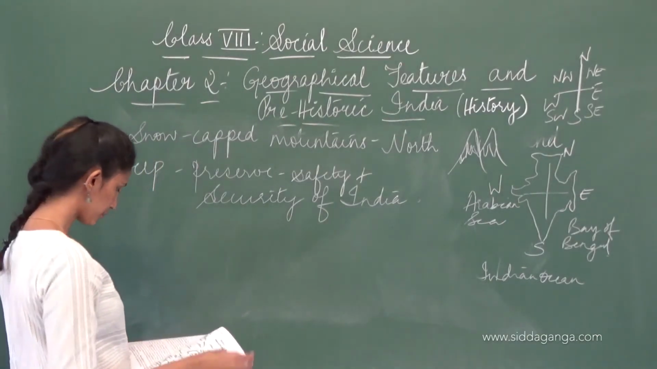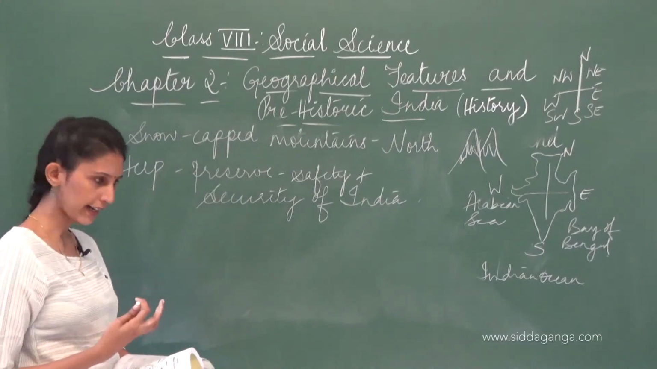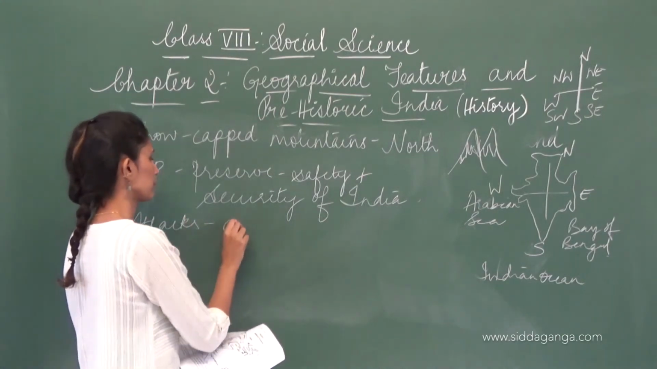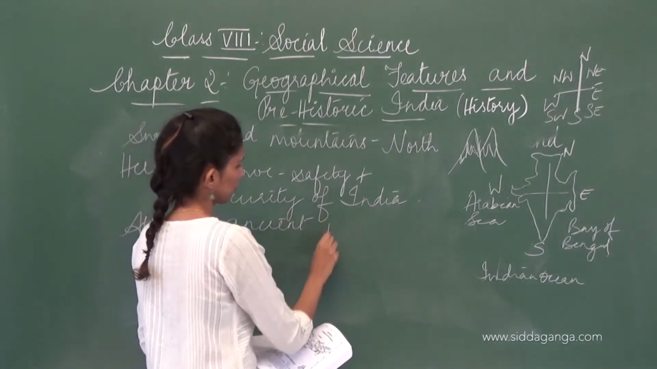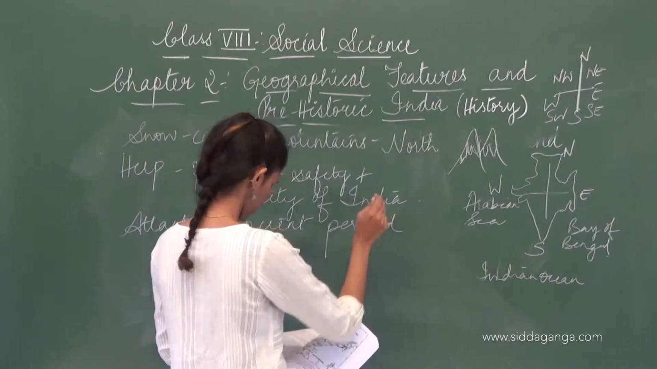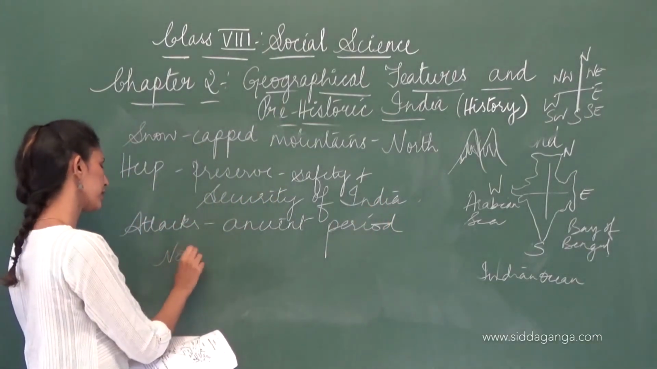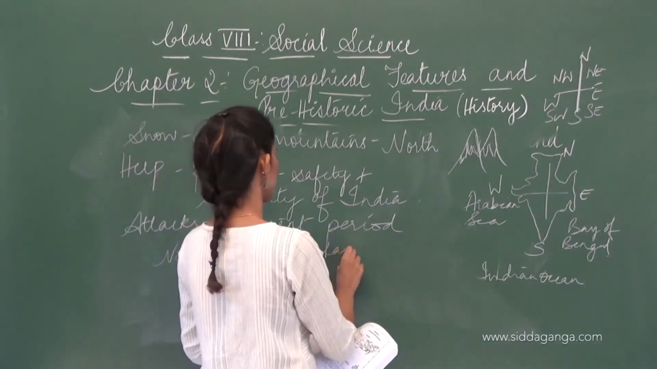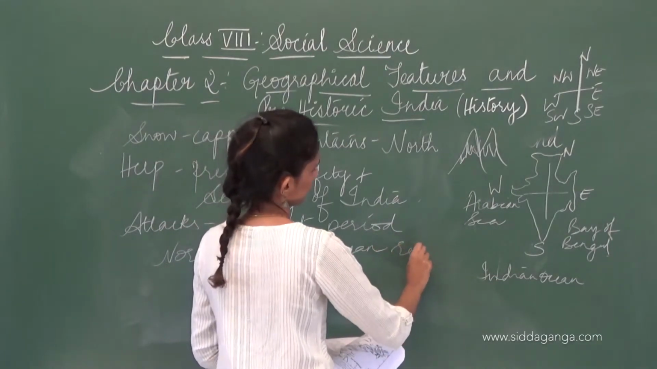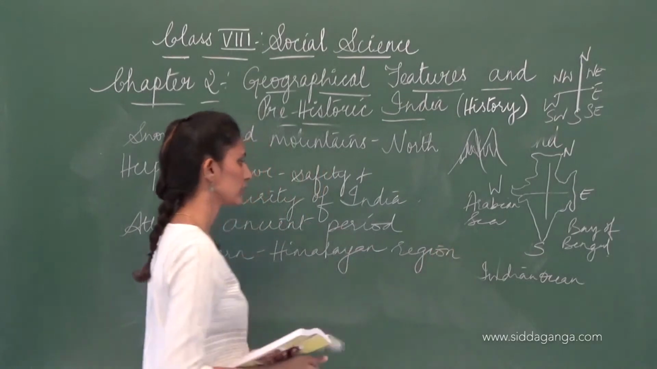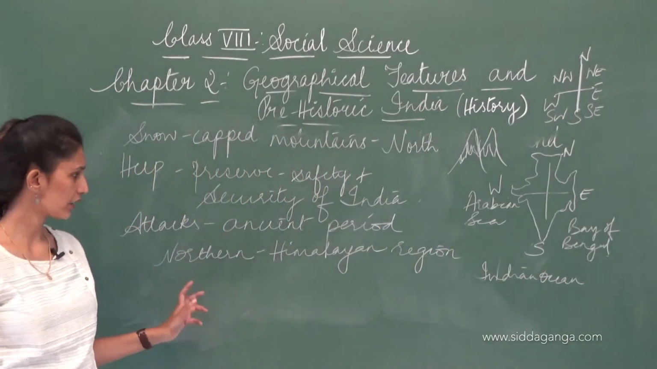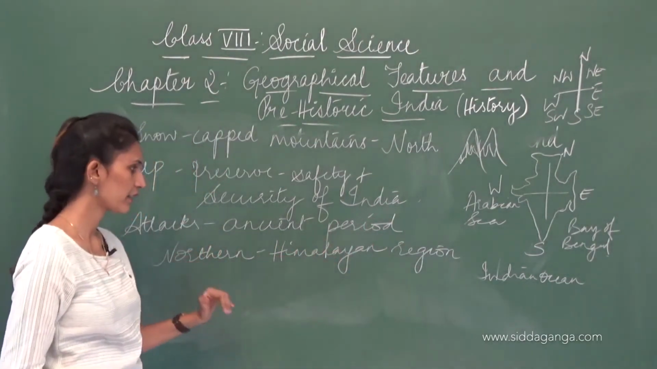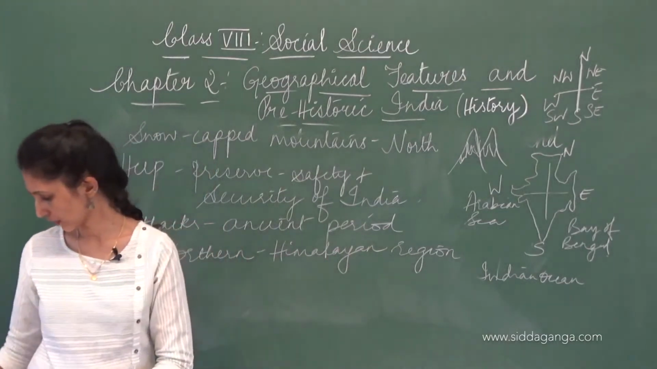Alright. Now, there have been a few attacks in the ancient period. This was from the northern Himalayan region. A few of the attacks that happened in the ancient, olden times, happened in the northern Himalayan region. Alright.